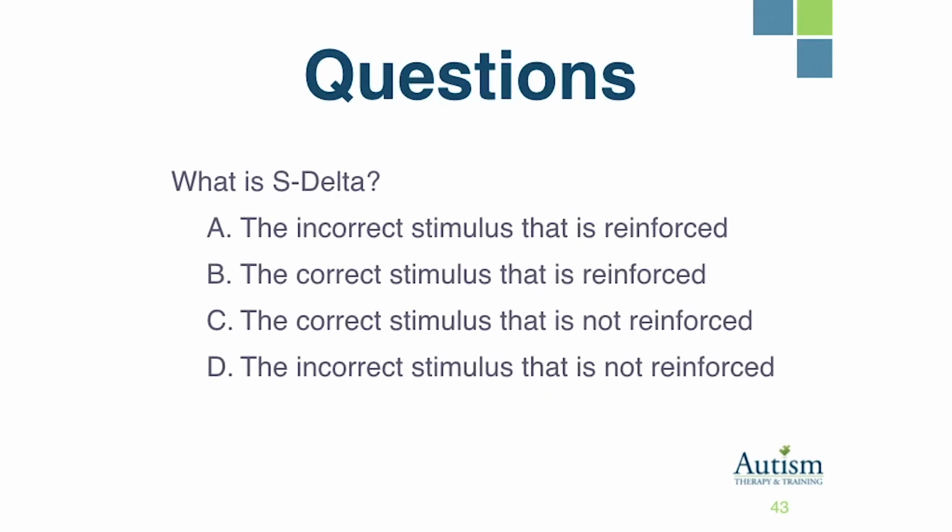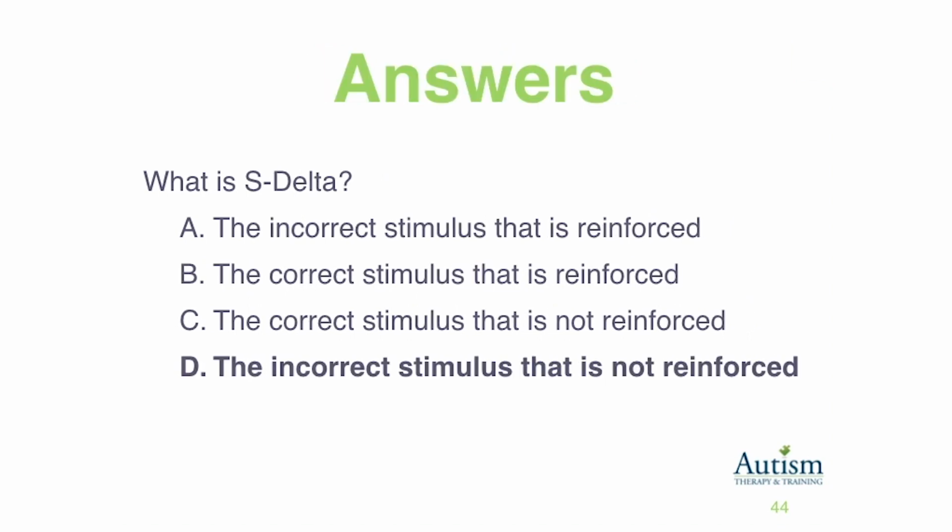What is S delta? A, the incorrect stimulus that is reinforced. B, the correct stimulus that is reinforced. C, the correct stimulus that is not reinforced. Or D, the incorrect stimulus that is not reinforced. And the correct response is D, the incorrect stimulus that is not reinforced.